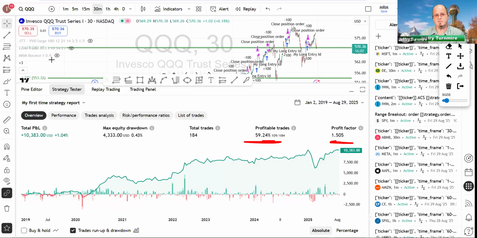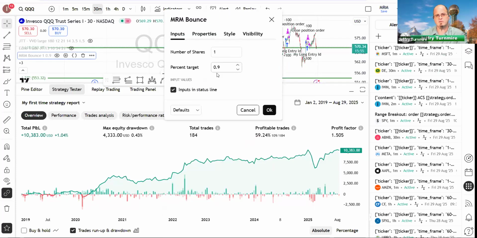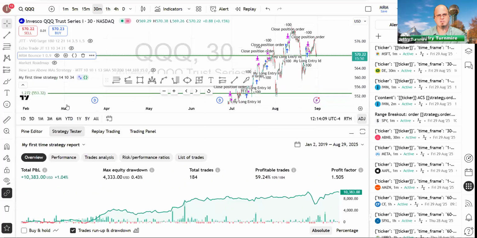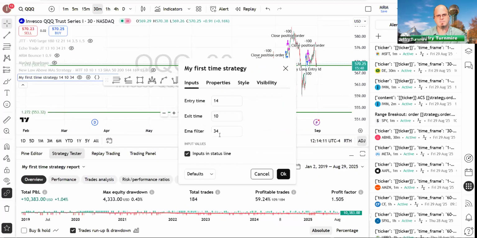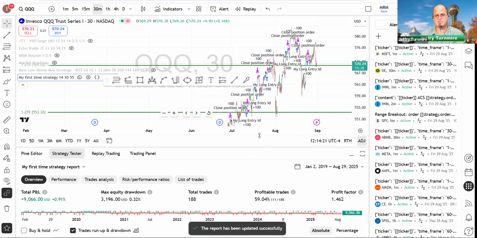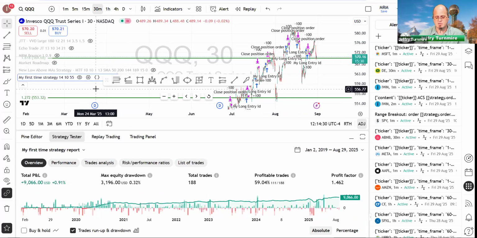Well, that 55 EMA that JT used wasn't necessarily the best one for this time frame. You can change it to something else. And I clicked on the wrong indicator yet again to change the settings. 34, whichever one we're looking at, 55, 34. Change it back to that. See if it improves the win rates slightly. Profit factor went down. So not as banger on QQQ.